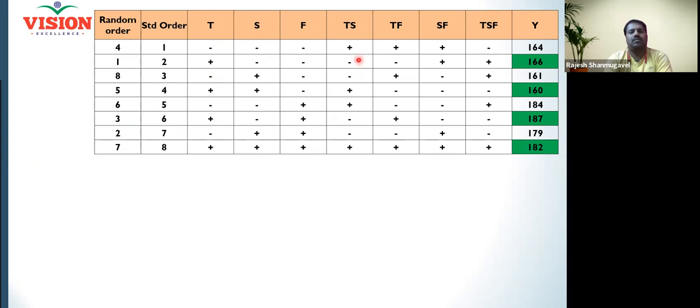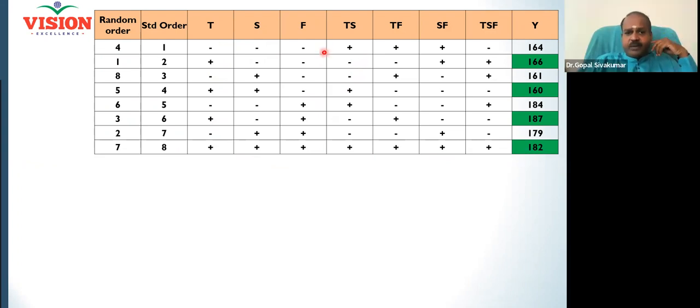Now TS will be plus. Why? TS means minus into minus. T is minus, S is minus, minus into minus is plus. Same way for TSF, all 3 are minus. Minus 3 times will give you minus. Similarly, you can now fill up the entire table.